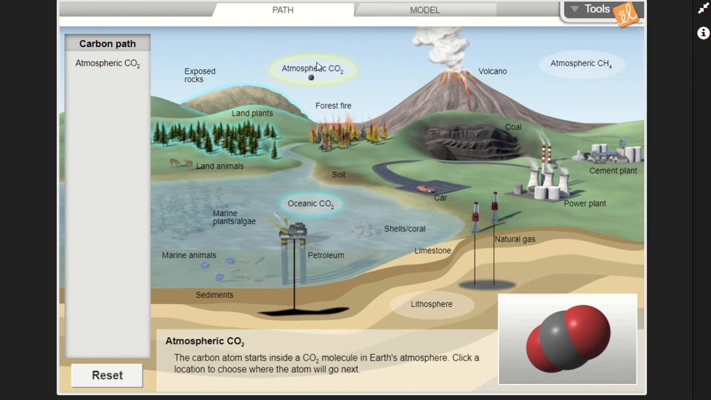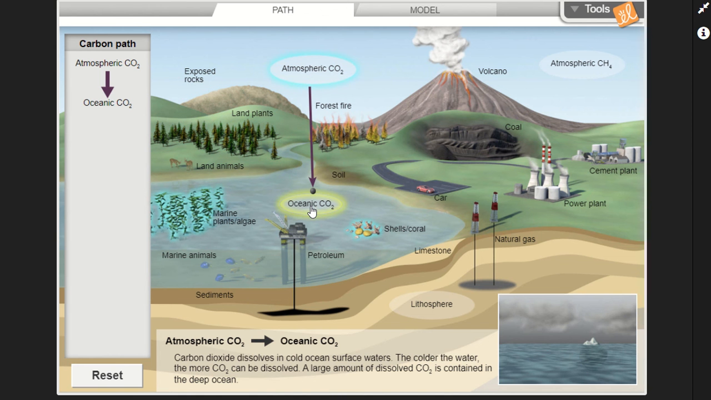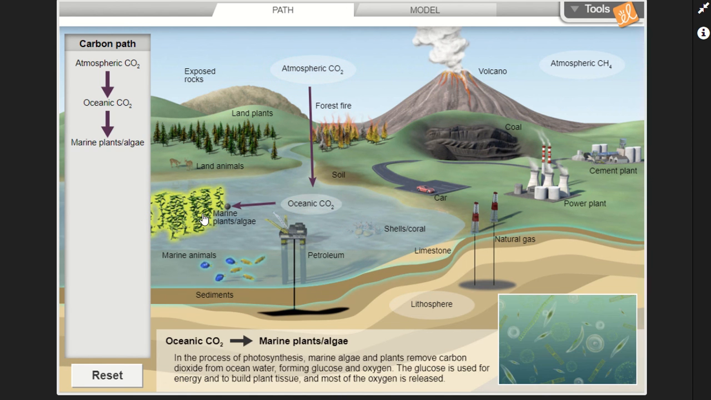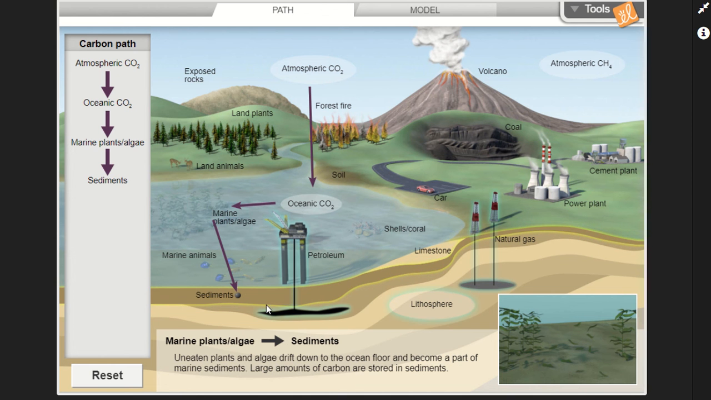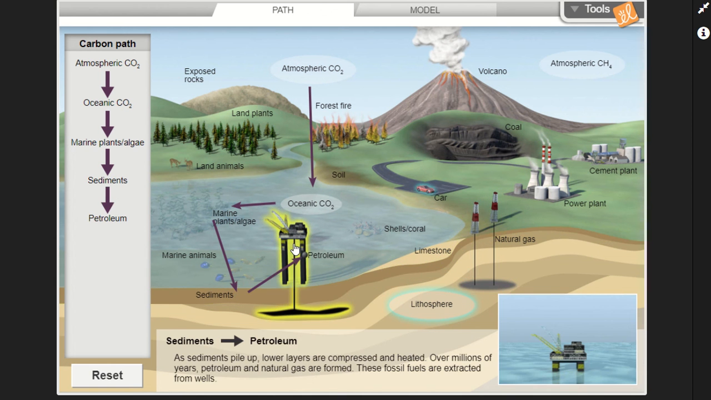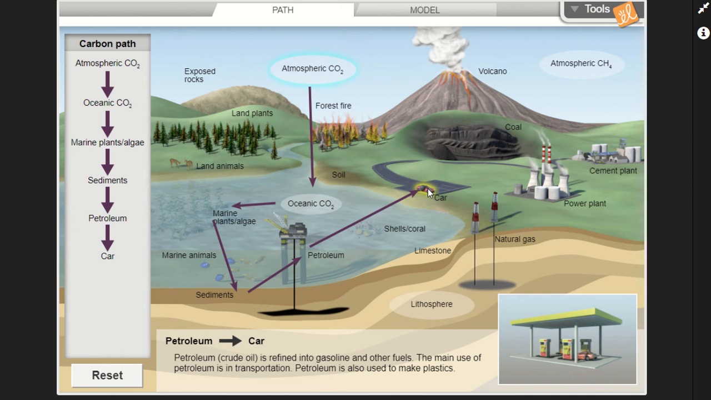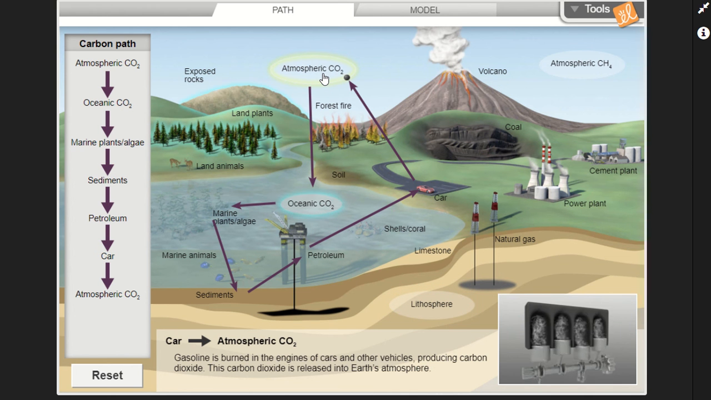So we're going to go from the atmosphere to the ocean, from the ocean to the algae, from the algae to the sediment. To the sediment, right here he is. You're just going to click right on him. To the petroleum, and then look, see my car? I'm going to click my car, and then now I'm going to click there. So I'm going to give you a second to get that down.